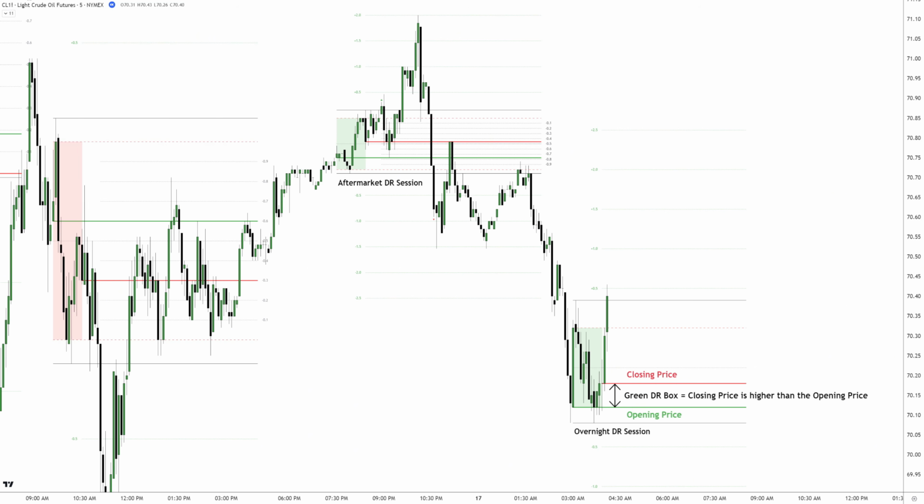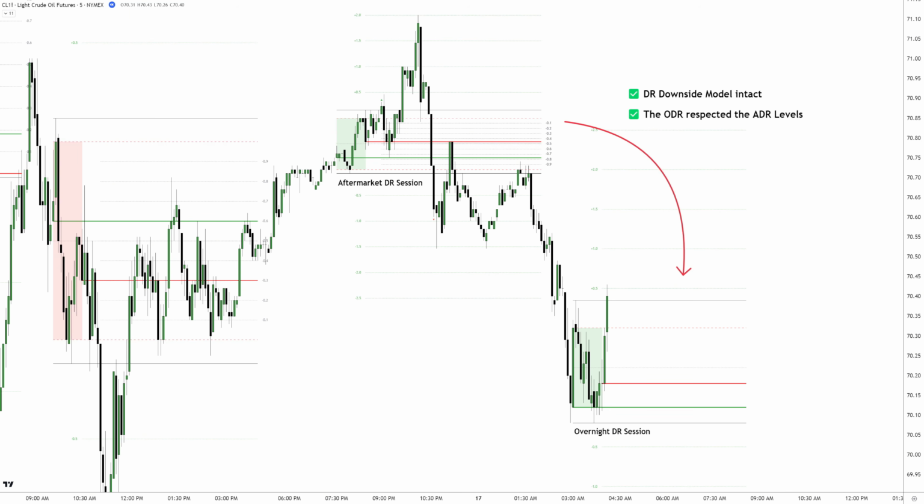The overnight DR session closed as a green DR box and confirmed longs right after. However, looking at the relationship between the ADR and ODR, we can clearly see that a DR downside model is still intact. Ideally, you'd want to see a red DR box followed by a short confirmation to increase your probabilities by trading in the direction of the DR model.